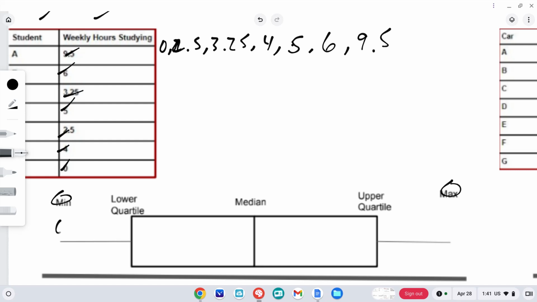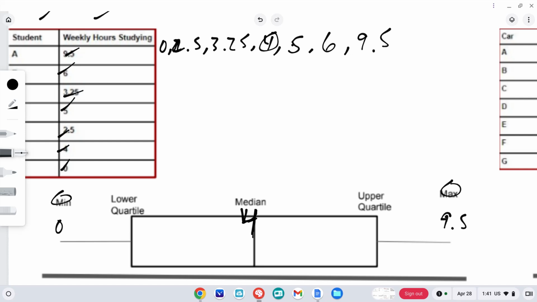Hopefully you said the minimum was the 0 because that was the lowest number. The maximum was the 9.5 because that was the highest number. And next we should be looking at our list to find the median. Take a second and find the number in the middle. You should have said 4. So the median is 4. Make that a little bit easier to see, 4.